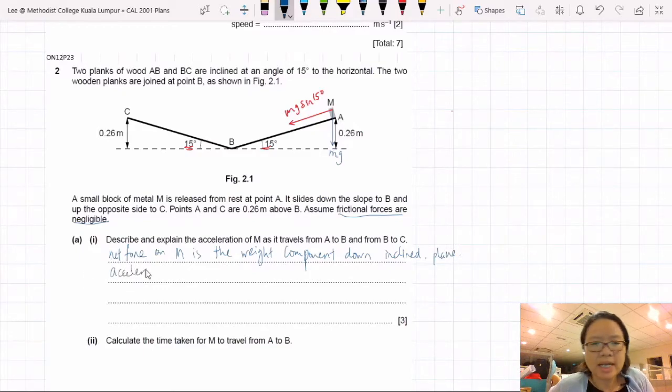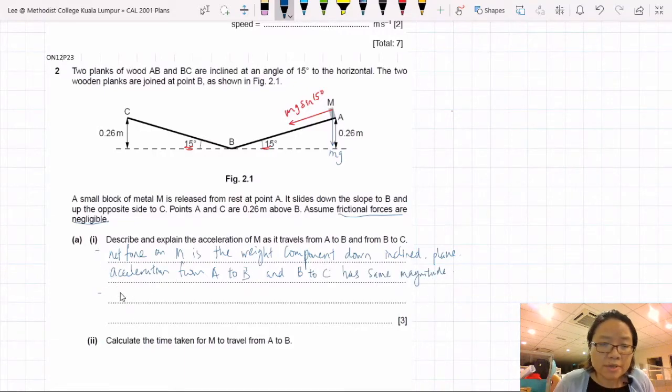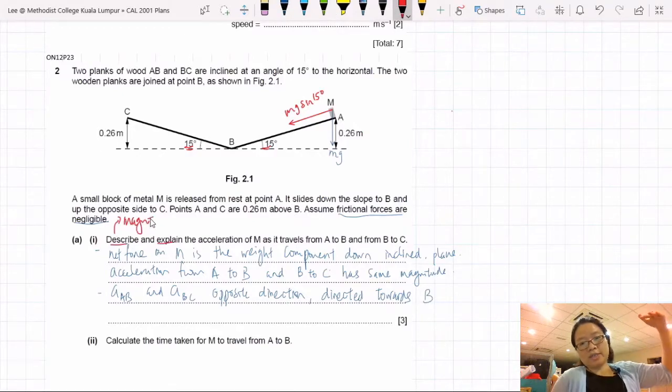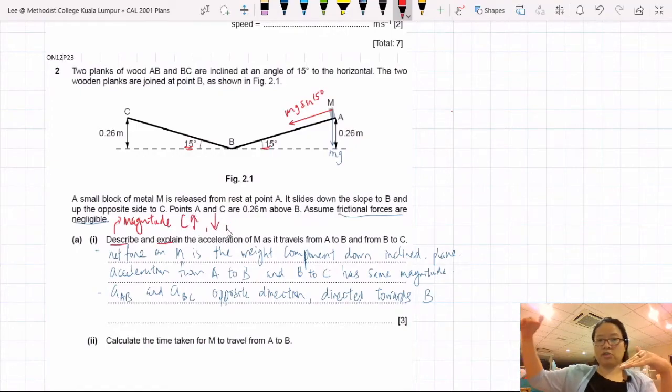your mg sine theta. Okay, that's why the acceleration from A to B and B to C is constant and the same, identical. Because the angle is identical, everything else is the same. So that's the first point. Okay, so the acceleration of AB and BC is in opposite direction and is directed towards point B. So from A to B it is pointed this way. From B to C, the direction is pointed this way.